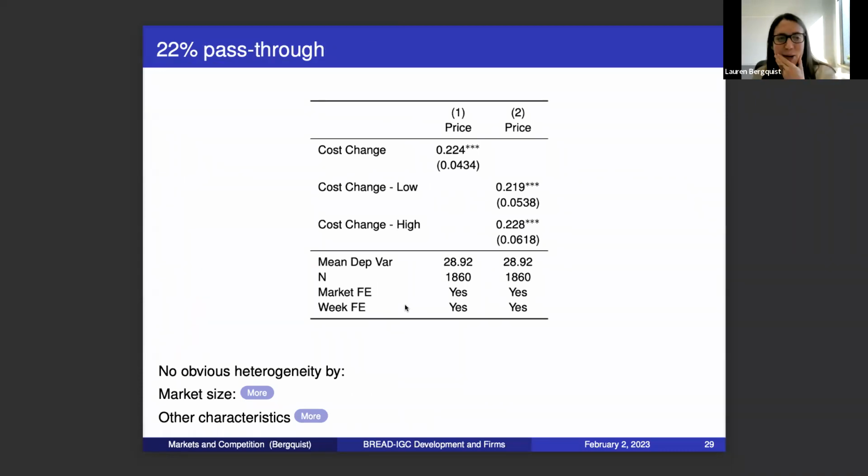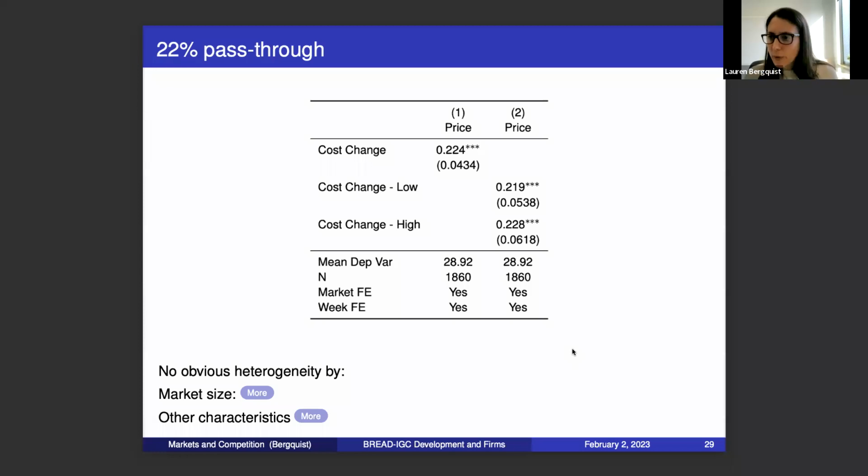I've previewed the results a little bit already. We see very limited pass-through. We're able to estimate a pretty precise 22.4% pass-through rate. That doesn't change by, first of all, the low-high distinction. It's an almost identical pass-through rate even when you double the size of the shock, and we'll come back to that in a moment. There's also no obvious heterogeneity by, for example, market size. It's not the case that in larger markets you see greater pass-through than in smaller ones. That's already some evidence against Cournot competition, but we'll come back to that in a moment. So overall, about a 22% pass-through rate.